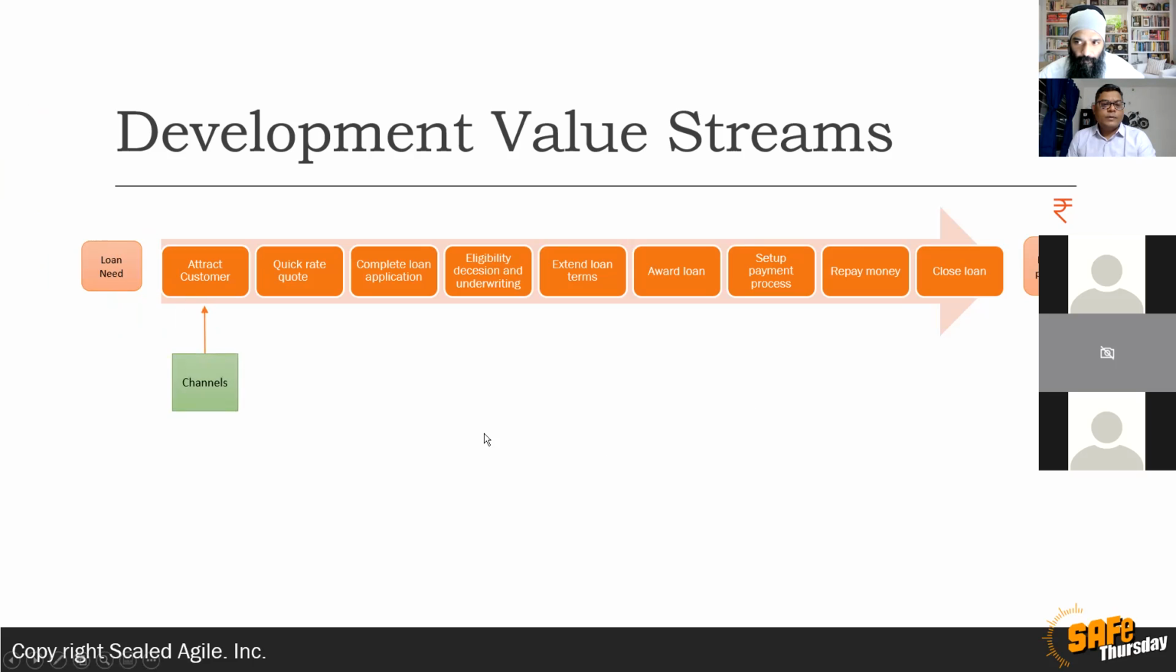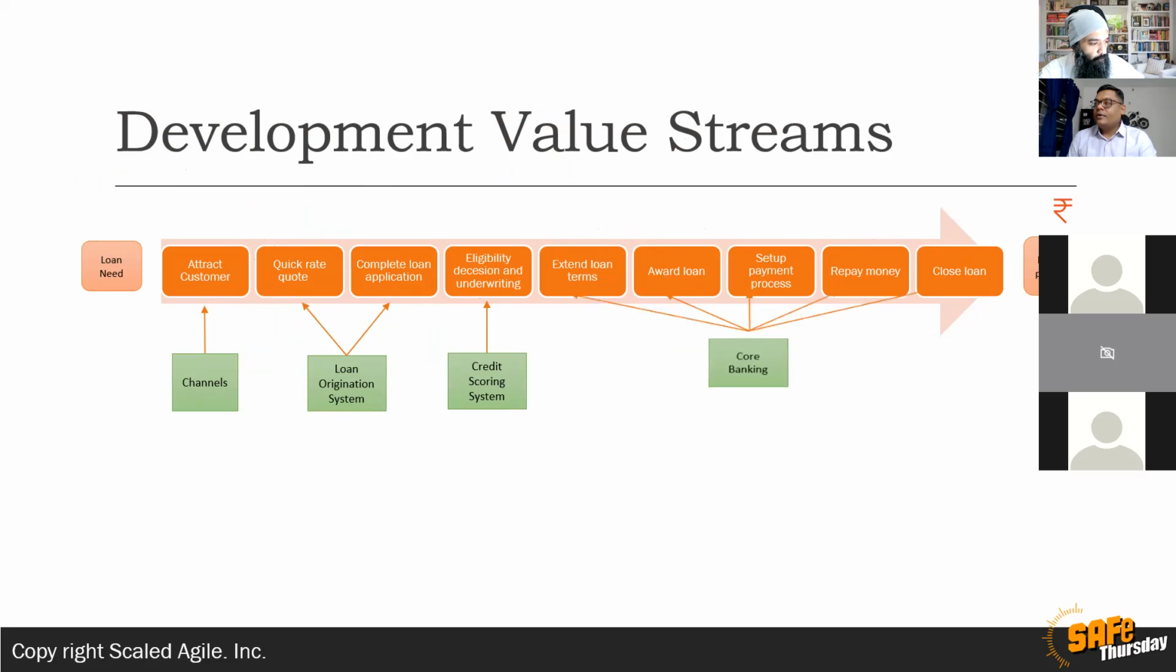These are the series of steps. This makes the operational value stream. Now we need the software systems which make these steps possible. And probably we need a channels software system which will attract the customers, and then we have a loan origination system which will make the second and third step possible, and we will have a credit scoring system, a software system that will do the eligibility decision and underwriting.